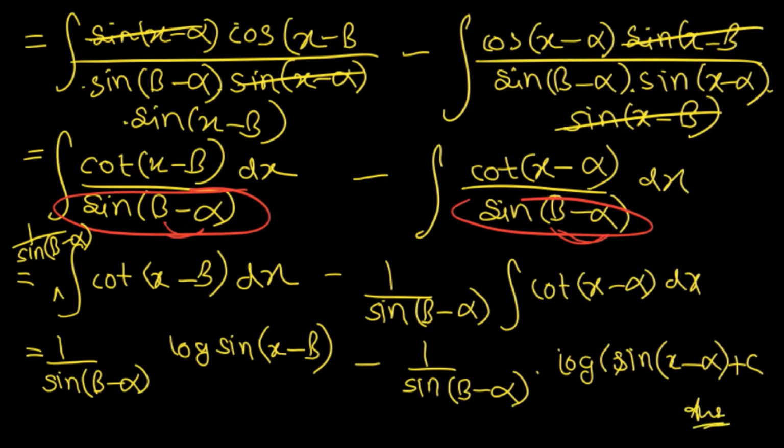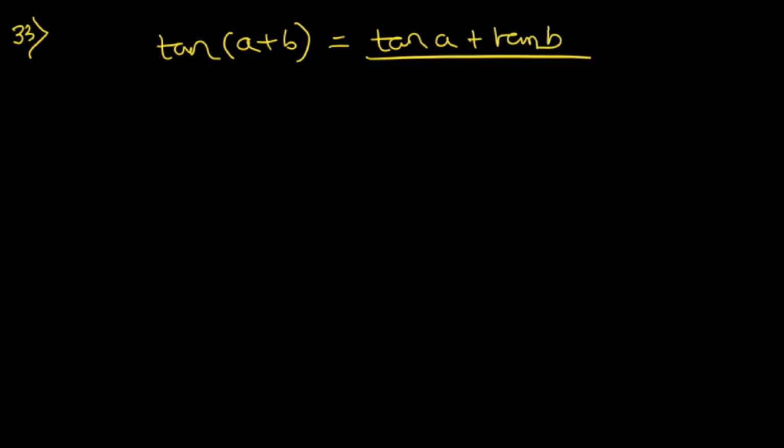This is the answer. It's based on a trigonometric formula. I'm already writing the formula here. If you have solved the chapter of trigonometric identities of submultiple angles and multiple angles formulas, then you must know this formula: tan(a + b) equals (tan a + tan b) by (1 − tan a tan b). Basic formula.